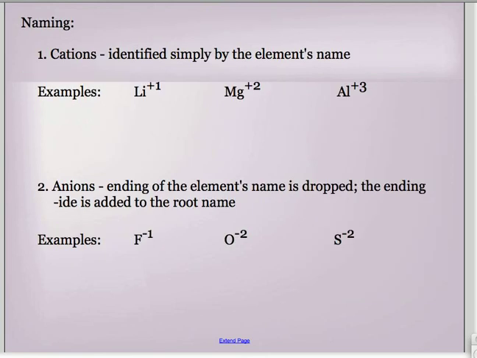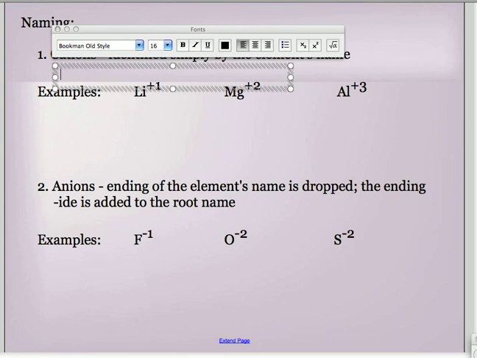Real simple, when you look at your ion sheet, and you do get the ion sheet for your quizzes, for your tests, all that kind of stuff. The front, you're primarily going to find your cations, so you may want to write that down. Front of your ion sheet.